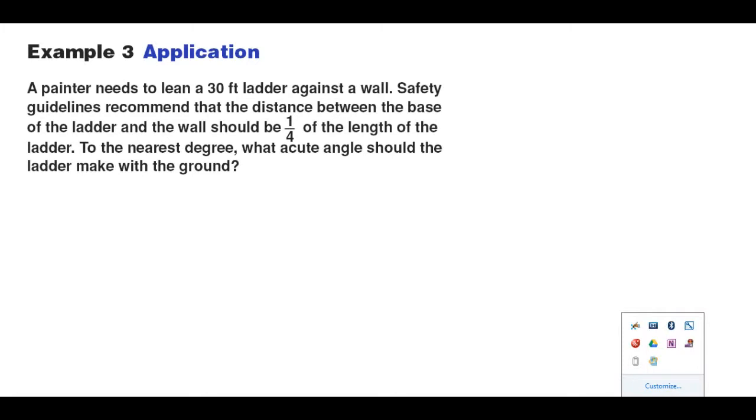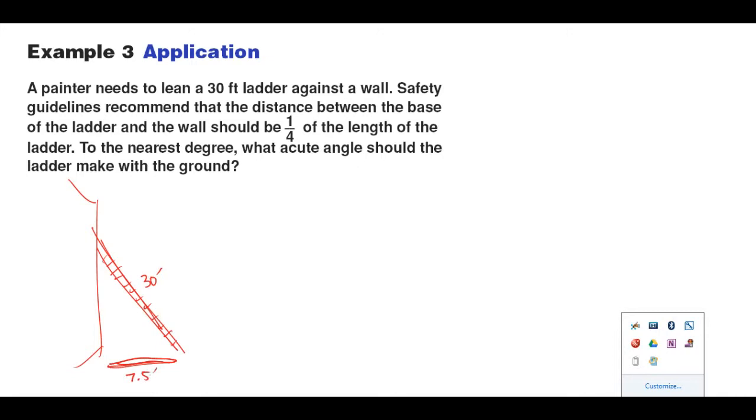All right, excellent work. Now look at this application problem. We got a painter, and he's going to lean his ladder against a wall. So here's the wall he wants to paint, and he's going to throw his ladder up against it. So there's his ladder. And for his ladder, safety guidelines recommend that the base should be a quarter of its length away from the wall, at least. So if he's got a 30-foot ladder, there it is, and I need this to be a quarter of that distance. So let's see, half is 15, and cut it in half again, it's 7.5. So he needs that to be 7.5 feet.